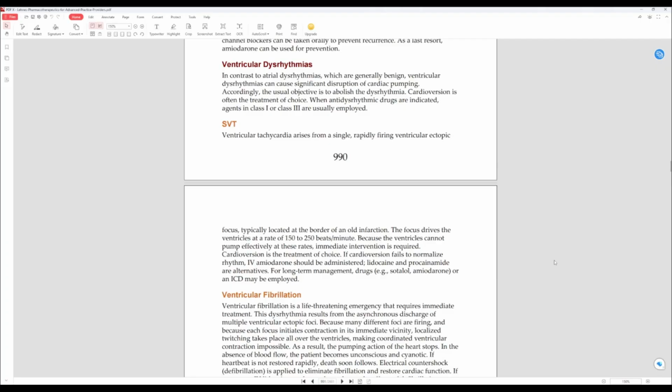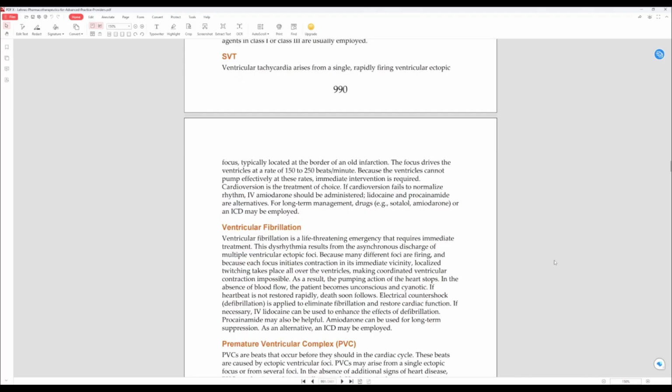Ventricular dysrhythmias. In contrast to atrial dysrhythmias, which are generally benign, ventricular dysrhythmias can cause significant disruption of cardiac pumping. Accordingly, the usual objective is to abolish the dysrhythmia. Cardioversion is often the treatment of choice. When antidysrhythmic drugs are indicated, agents in class 1 and/or class 3 are usually employed.